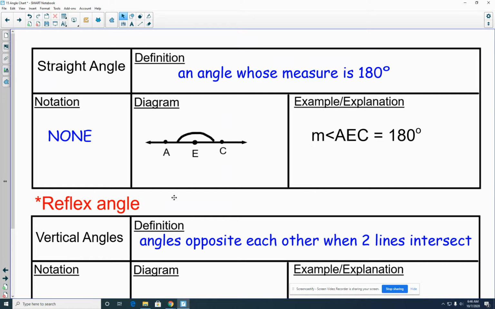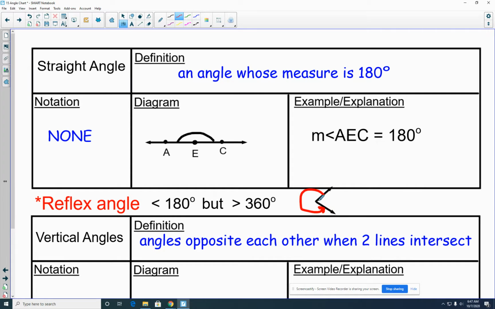Now, there's a certain type of angle that we have when you get past 180. We don't deal with it too much in our course, but it is important to recognize. When an angle measures more than 180 but less than 360, it's known as a reflex angle. That looks like something like this. So this is my angle here. The reflex angle would go from here all the way to here. That's your reflex angle, right?